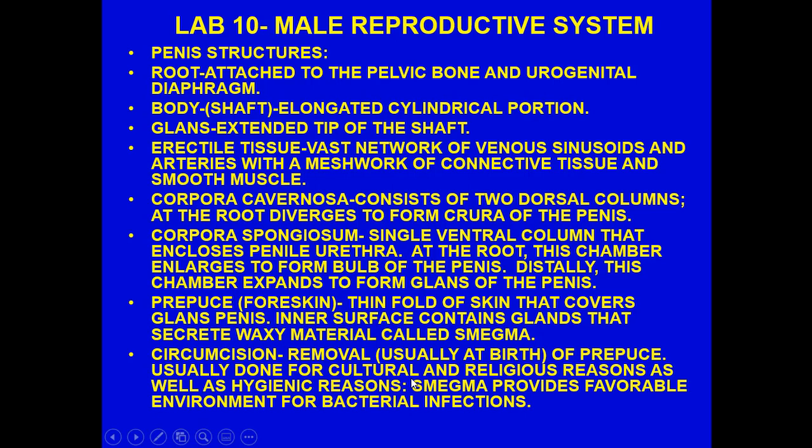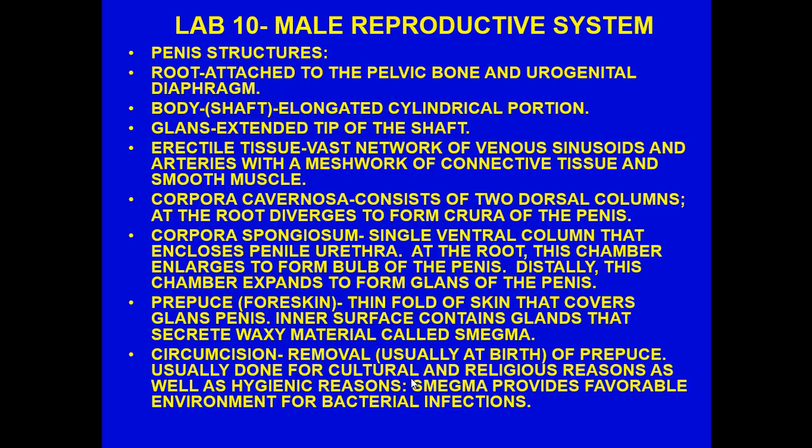Now, penile structures. The penis has several different structures. One of them is the root. It's attached to the pelvic bone and urogenital diaphragm. The body, which is also referred to as the shaft, is the elongated cylindrical portion. The glans is the extended tip of the shaft. Now you have three major erectile tissue networks that exist in there. Two of them are the corpus cavernosum. The third is the corpus spongiosum.